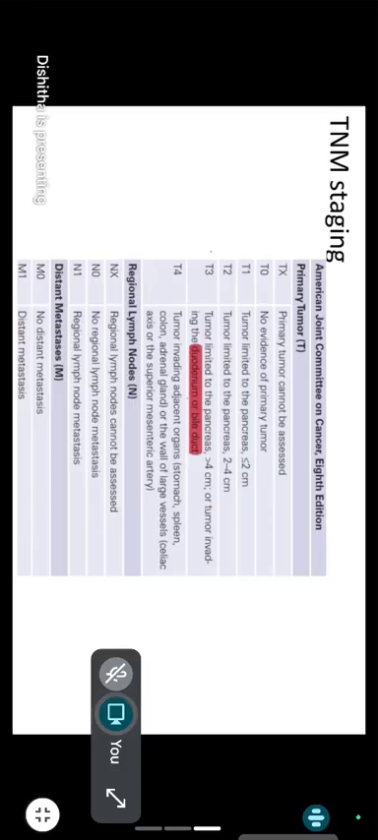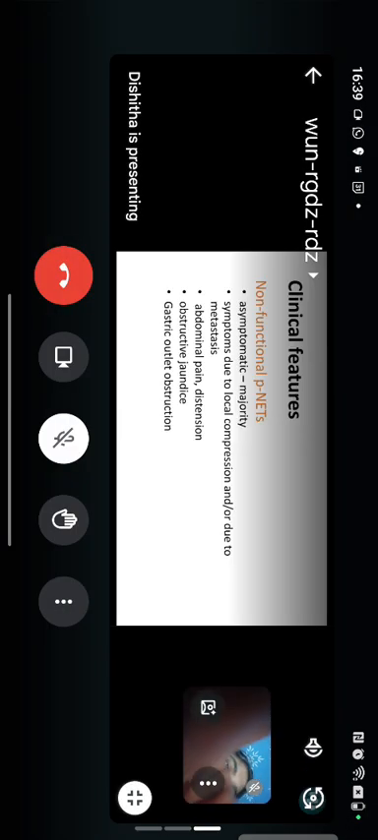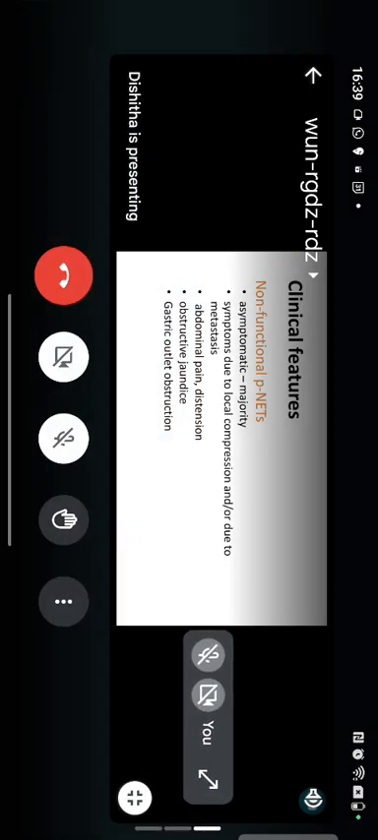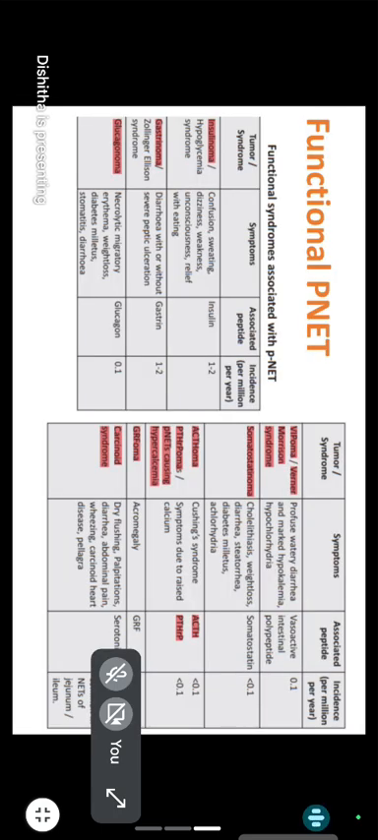in the duodenum and bile duct, which is important here, and T4 when the adjacent structures are involved. So the clinical features of non-functional tumors: they're usually asymptomatic unless they're large enough to cause local compression, or they present because of the metastasis, causing abdominal pain, distension, obstructive jaundice, or gastric outlet obstruction. While for functional, it depends on the peptide that has been synthesized. This I'll be sharing. I think we all can go through what are the symptoms associated with each one of them.